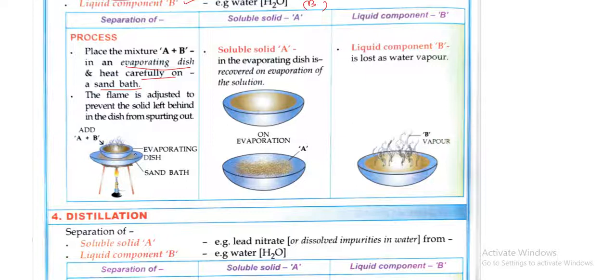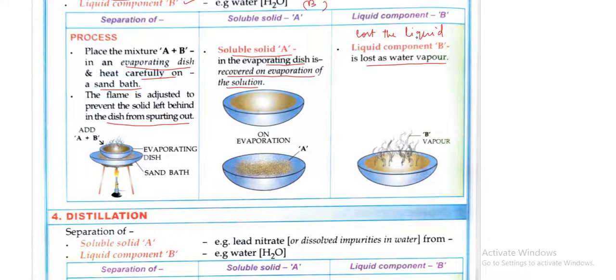If we do direct heating, then the substance may decompose, means it can react, or it will change into some other substance. And also the substance may spurt out, means it will come out. So after some time what will happen? After slow evaporation, the solid is recovered in the evaporating dish on evaporation of the solution. So we can get the solid substance A and the liquid will be lost as water vapor. So the liquid will be lost in the evaporation method.